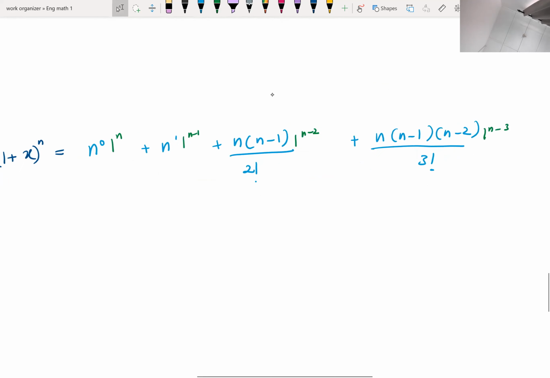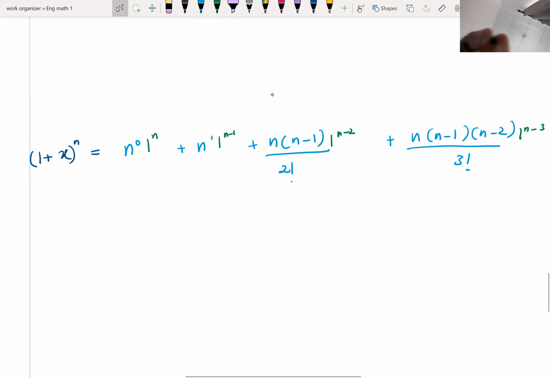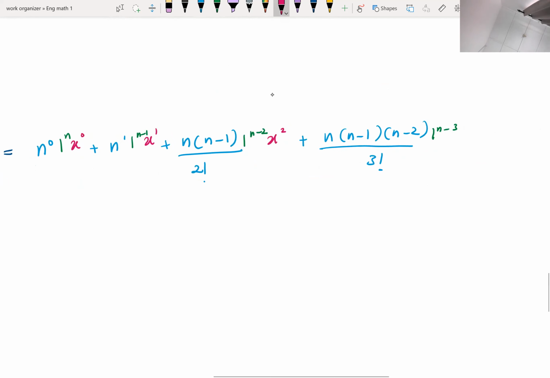Then x here will increase, so x0, x1, x2, x3. The question only asks us to write the expansion up to x to the power of 3.